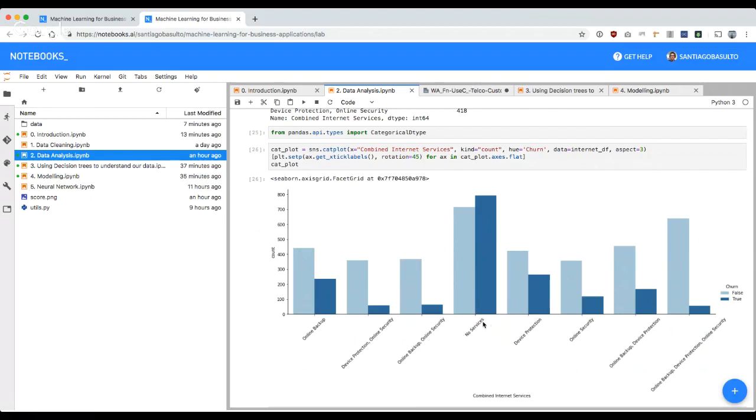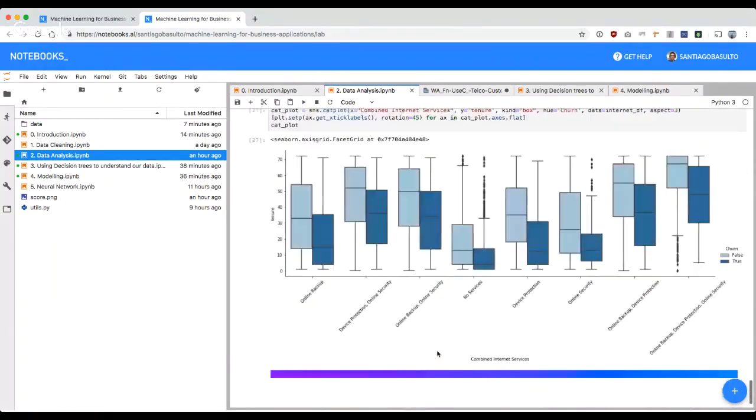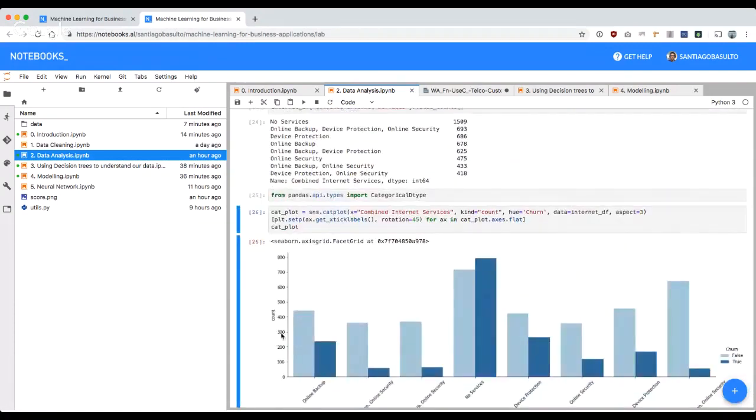So of course we have to generate some sort of dependency on our services, because those customers that have three services, that have backups, device protection, and online security, tend to stay loyal the longer. So we've just found a protection against these customers leaving. We have put a higher barrier if they want to leave. Okay, so this is just a little bit of analysis of our data set. We are going to see if the machine learning part has some correspondence with our previous analysis.